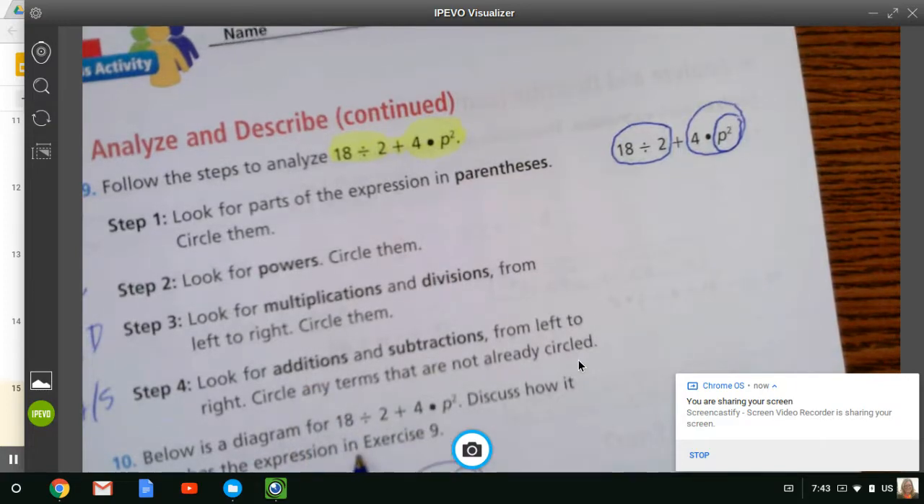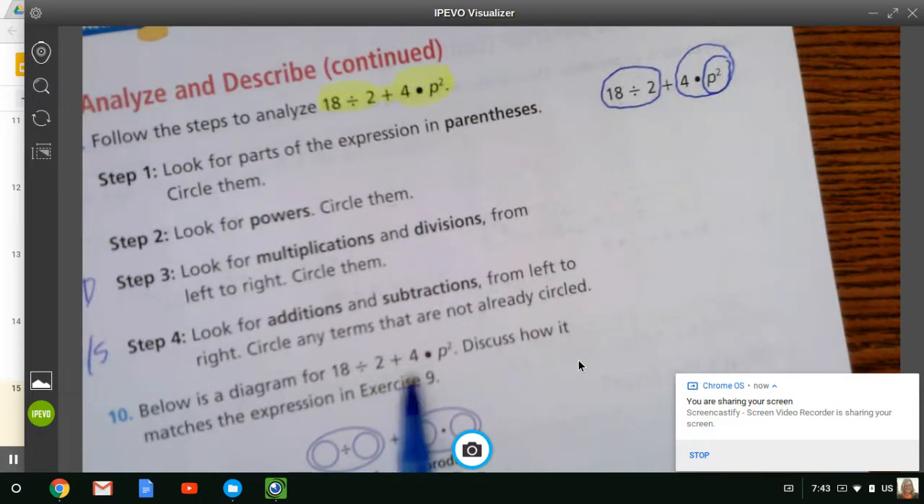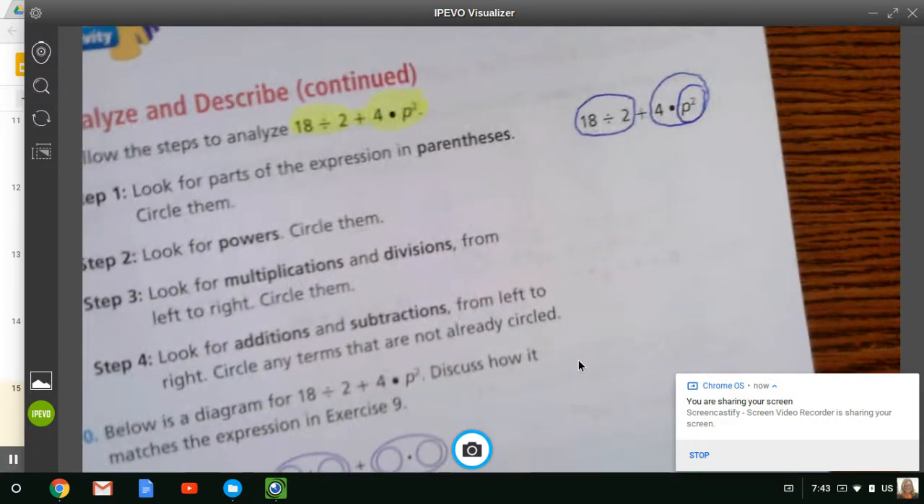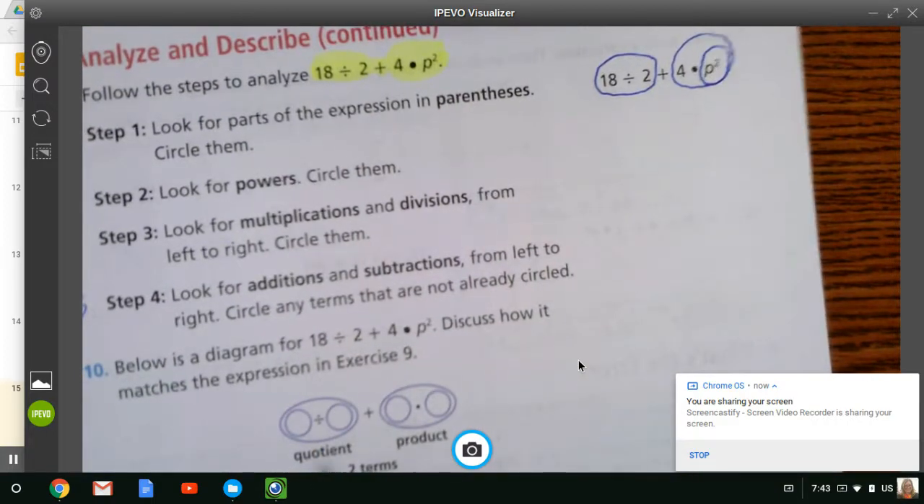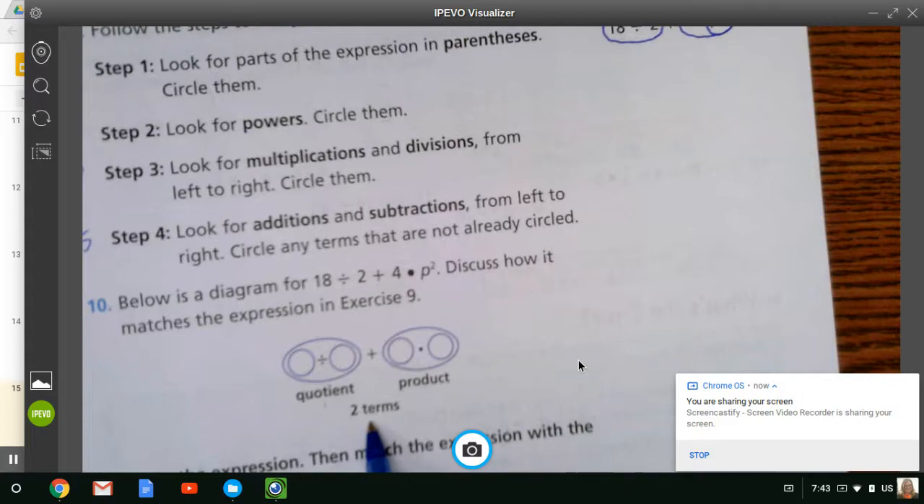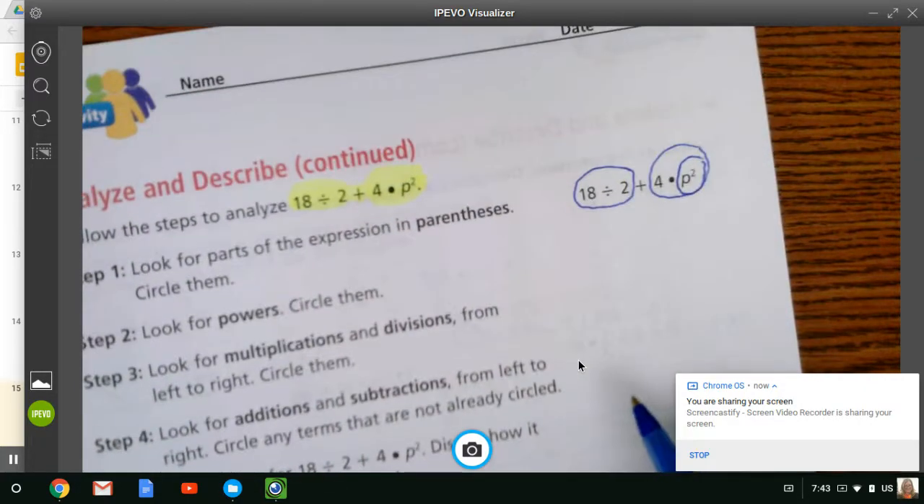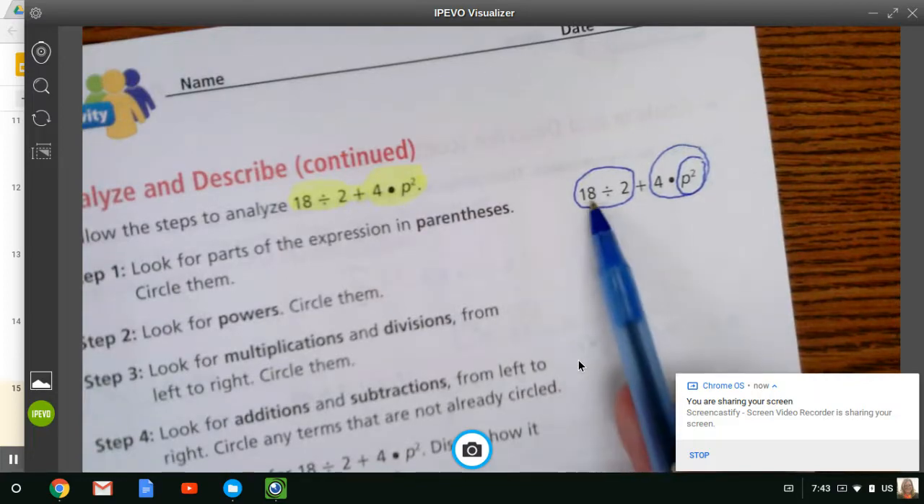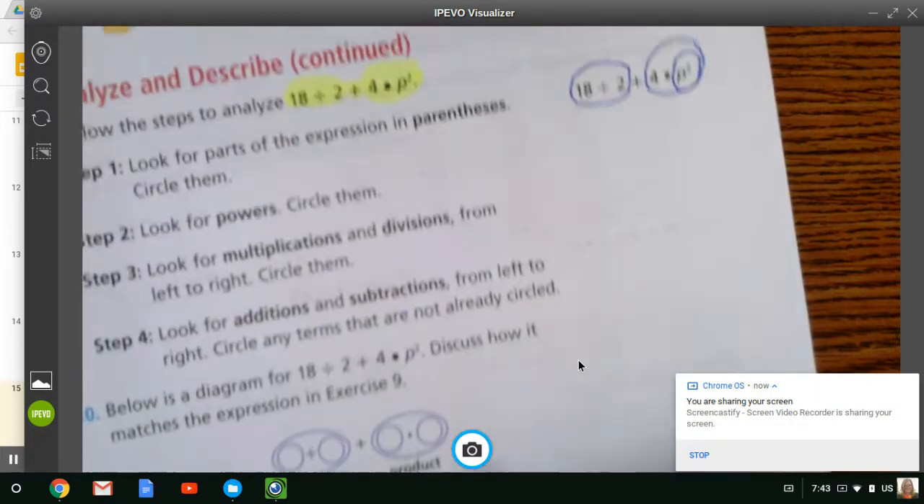So below is a diagram for 18 divided by 2 plus 4 times the power, or p to the second power. And we would make sure this matches up. So we would call this a quotient because we divided. This would be called the product because we multiplied. There are 2 terms. It does seem to match what I did up above. We didn't really have to circle the separate numbers here.